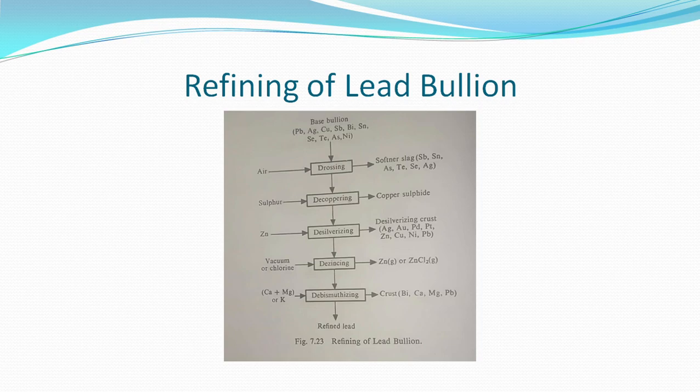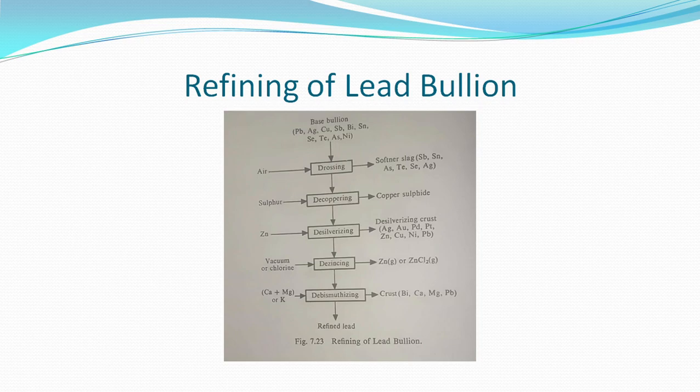On the left side, drossing is done. Drossing is done when air is passed into it. You can see the base bullion and the elements present in it: Pb, Ag, copper, bismuth, tin, nickel. These are impurities which we have to separate out by this process. The first process is drossing, where air is passed in. As a result, soft slag forms on the surface of the molten liquid.